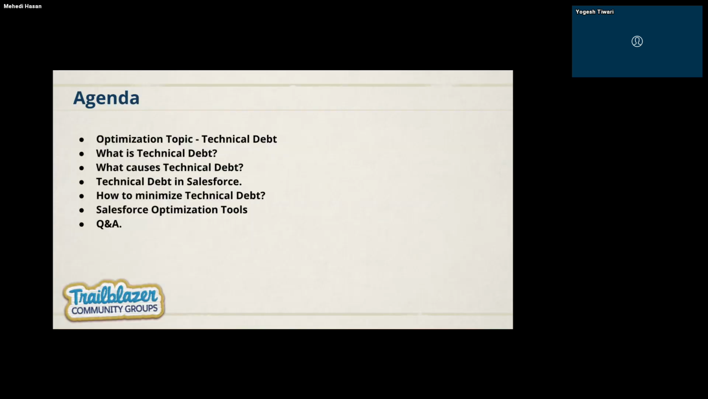So here's the agenda for today. First of all, the main topic we'll be focusing on today is technical debt, as I said earlier. That will be our prime focus. About technical debt, we'll be discussing what technical debt is, what causes technical debt in Salesforce, how to minimize technical debt, and Salesforce optimization tools. There are several optimization tools Salesforce provides out of the box, so we'll also be seeing those.